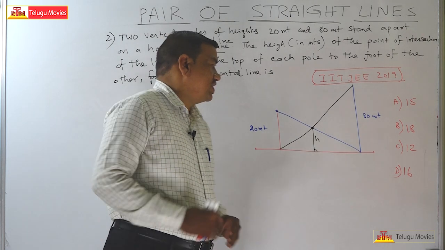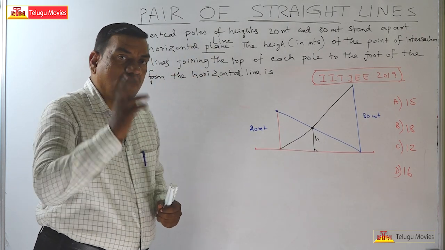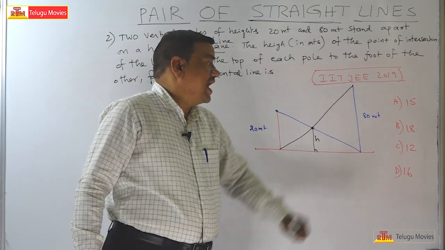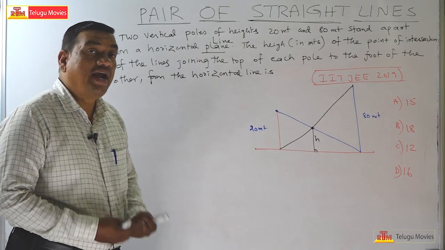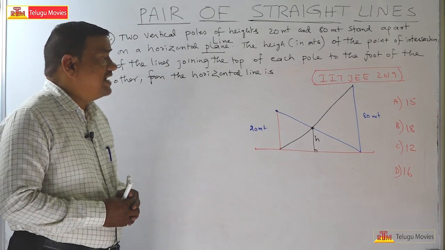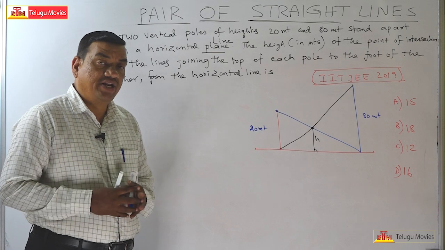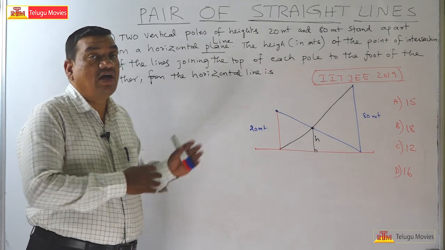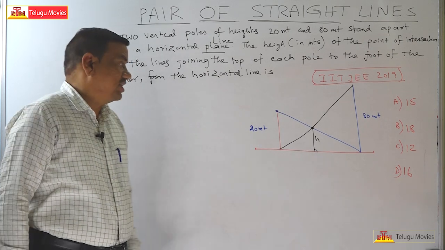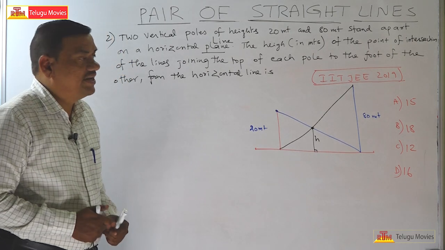There is a horizontal line. On that line, there are two poles. One is of height 20 meters, another one is of height 80 meters. This actually comes under heights and distances problems in trigonometry, but using our straight lines concept also, we can solve this problem comparatively very easily.